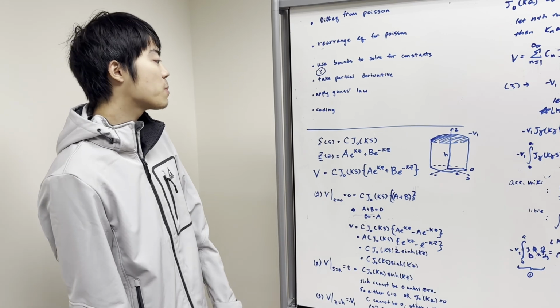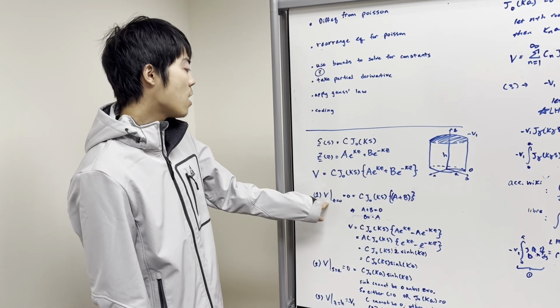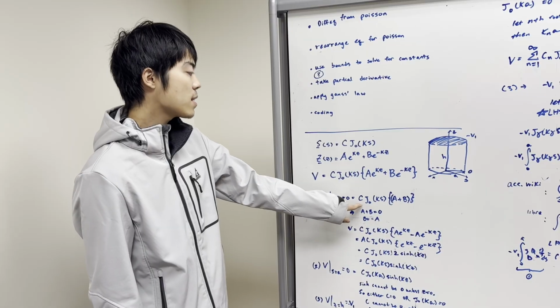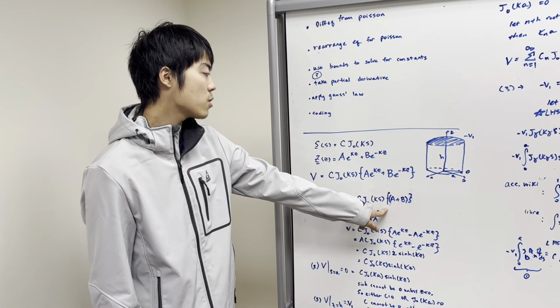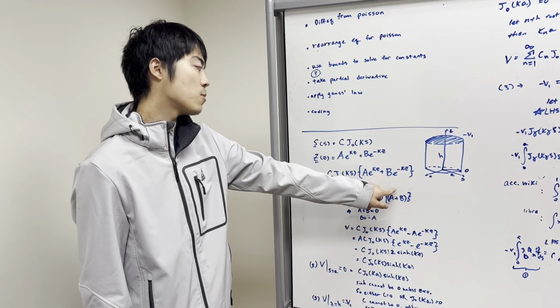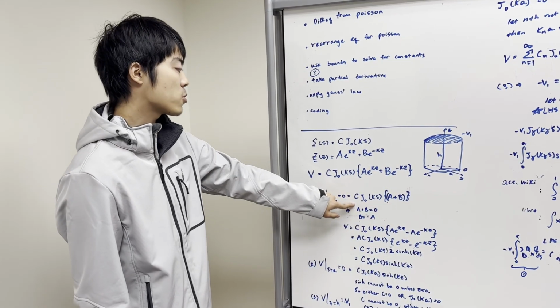Okay, so let's just pick one of the boundary conditions and apply them, right? We know that voltage at the very bottom of the cylinder is 0. So we set these equal to each other. We plug in 0 for z. E to the power of 0 is always 1, so we have this expression right here.